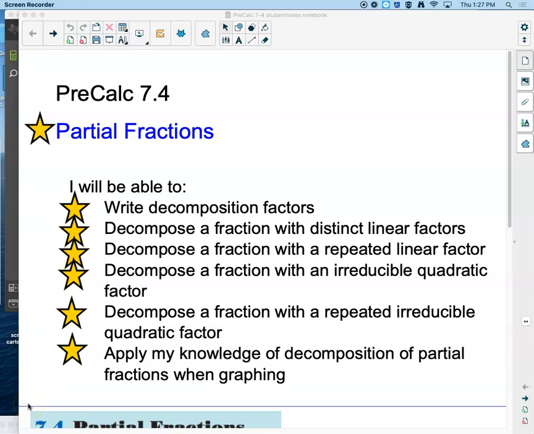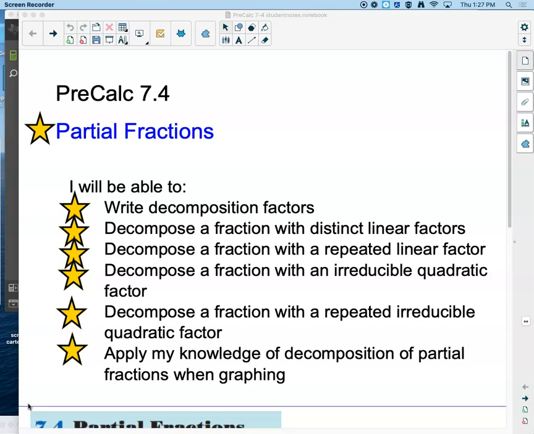Pre-calculus students, this is our second day on section 7.4 with partial fractions, and we've hit a lot of these little star objectives already. I will be able to write decomposition factors. We've already done that. Decompose a fraction with distinct linear factors. Yep. Decompose a fraction with a repeated linear factor. We ended that yesterday. So the rest of this is what we have to deal with today.